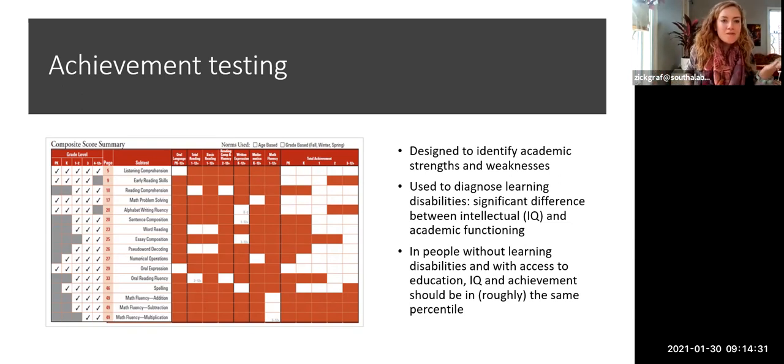The premise of IQ testing and achievement testing is that in someone without intellectual disabilities or academic learning disabilities, and who's had access to a full through-high-school education, their IQ and their academic achievement should roughly be in the same percentile. And when they're not, that's an indication of a learning disability.